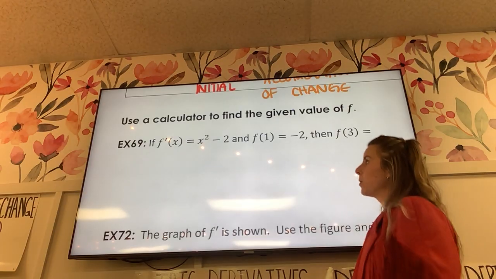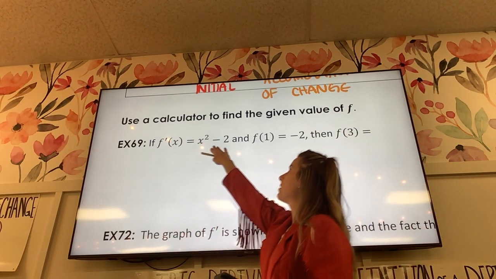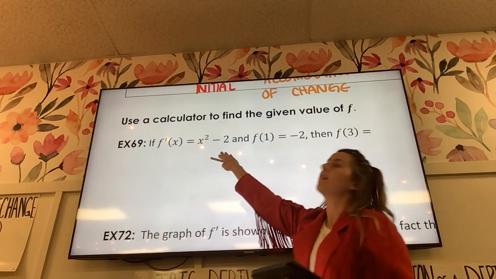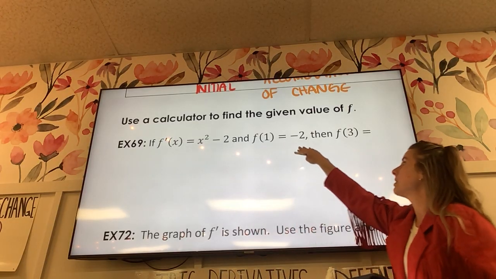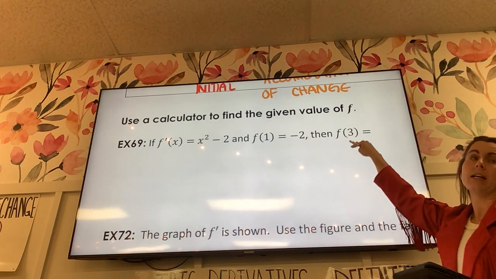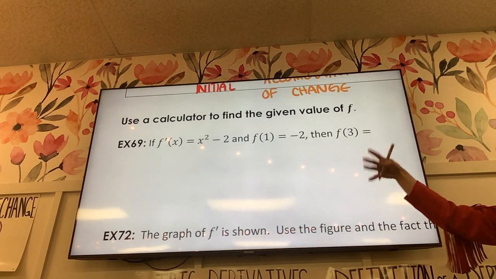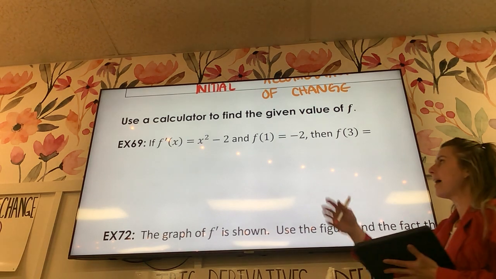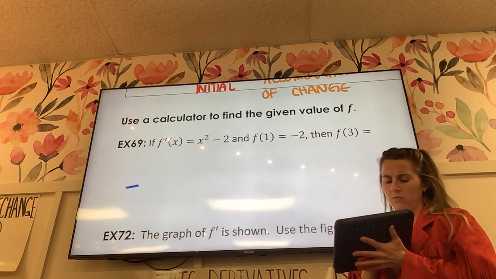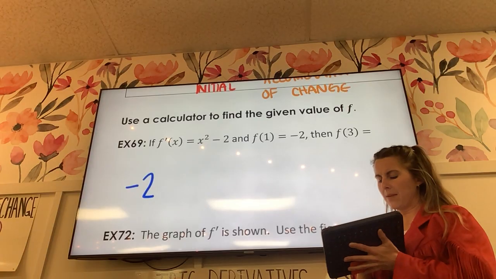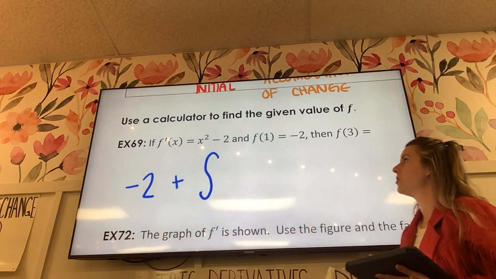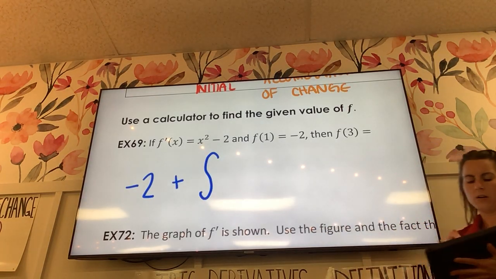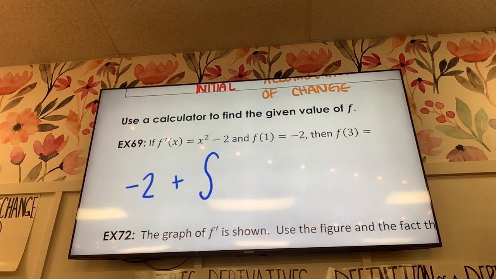All right, so on this one, it says f prime of x equals x squared minus 2. So this is my rate, my function is changing. It gives me an initial condition, and I want to figure out what f of 3 is. And so the fast way to do this, especially if you have a calculator, is to say, okay, I know that my initial value is going to be negative 2, and I'm going to add that to the accumulation of change from what to what? 3, yes, 1 to 3.